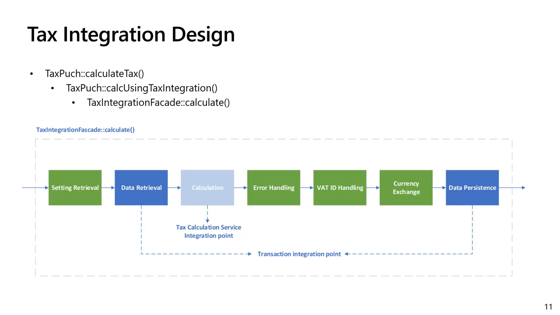Overall, you will see there are different colors. When you want to integrate your own transactions, the two stages you need to focus on are data retrieval and data persistency, the system part. If you want to integrate with your own calculation engine, the light blue part is what you need to focus on. And all the green blocks are commonly used for all the other transactions and other services.